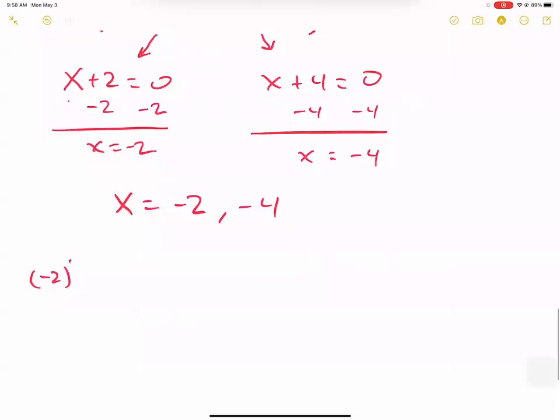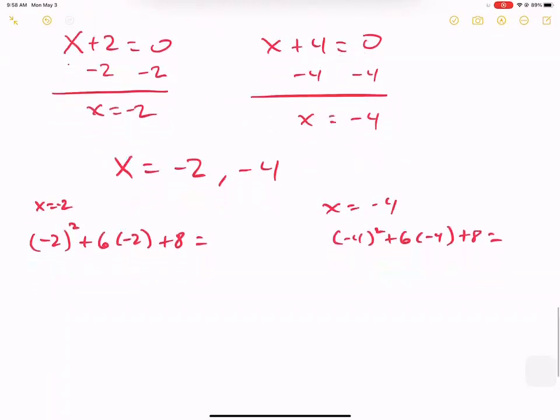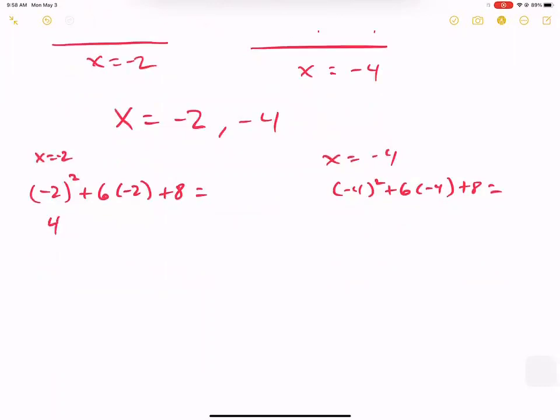Negative 2 squared plus 6 times negative 2 is equal to, so this is x equals negative 2. Darn it, I forgot to write plus 8. Plus 8 is equal to, and then on the right side, x is equal to negative 4. We're plugging it in, we're checking right now. Negative 4 squared plus 6 times negative 4 plus 8. Would it become 0 for me? Would x be negative 2 and x be negative 4, both be solutions to make this go to 0? If it's winning, I'm going to go buy a lottery ticket.